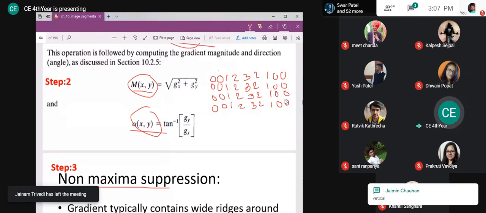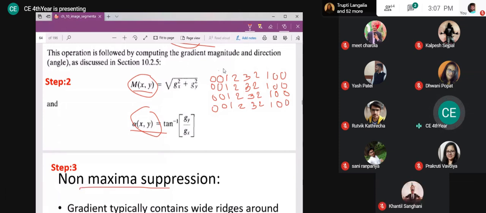Yes, it is a vertical edge. Background is 0. Here it is non-zero. So this is my vertical edge, that non-zero response means the edge is detected, and it is a vertical edge. Right? So this is our one observation. It is a thick vertical edge.